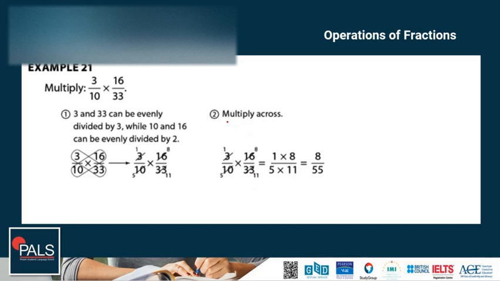So we can proceed to multiply across. So 1 times 8, okay, this one is 8. 5 times 11 is 55. So this is the answer.